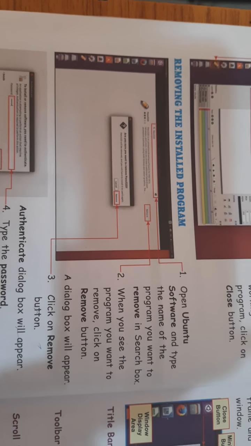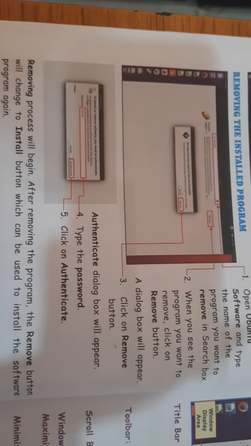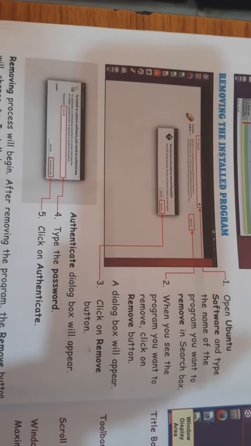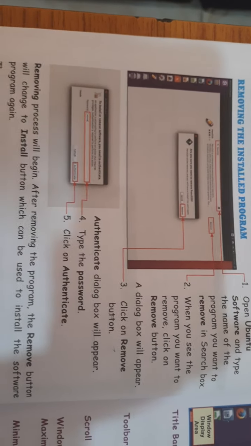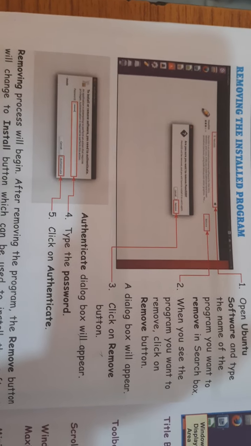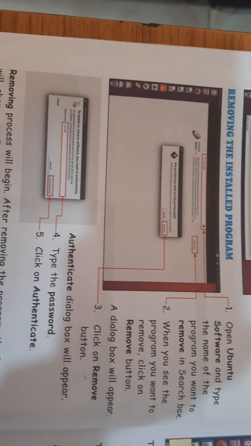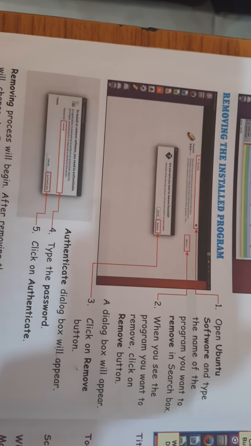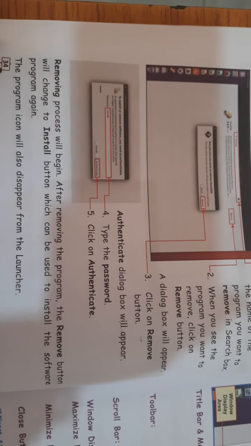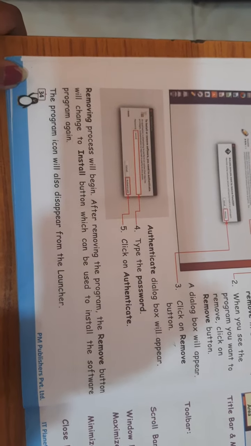A dialog box appears. Click on the remove button. Then the authenticate dialog box will appear. Then again you need to type the password and click on authenticate. The computer is asking for the password so that it confirms whether you are the right person who is removing the program, or some other person. That's why the computer is asking you the password. Now the removing process will begin.